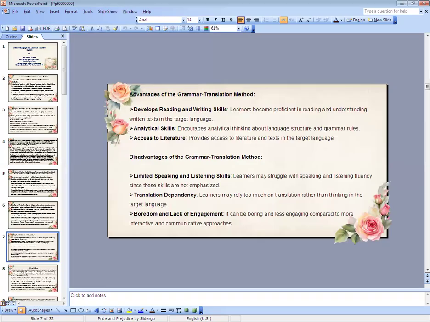So here 3 elements are given emphasis. The first one is reading, second, readers with selected vocabulary, and third is judicious use of the mother tongue. These 3 elements were emphasized in the Dr. West method.